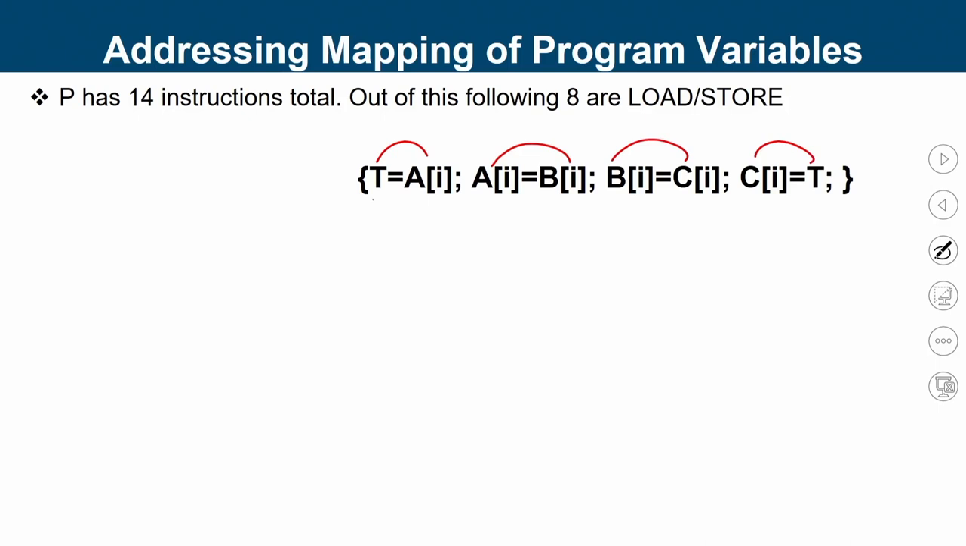What is the first step? I have to read the value of A and store the value into T. The second one is about loading or reading the value of B and storing into A. So whatever is on the right hand side of the assignment operator, we have to load these values. This is the value to be loaded and this is the value to be stored.